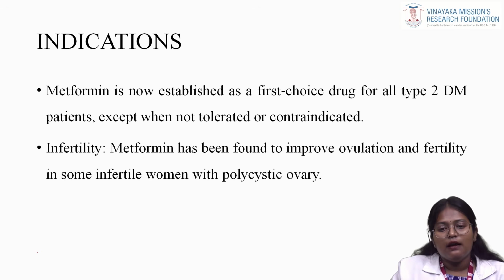Indications, so the uses. Metformin is now established as the first drug of choice for all types of type 2 diabetes mellitus patients, except those who do not tolerate it or have contraindications. Infertility: metformin has been found to improve ovulation and fertility in some infertile women with polycystic ovary. Metformin can be given for patients with PCOD or PCOS, polycystic ovarian disease. So in that condition also people can be given metformin other than for diabetes mellitus.